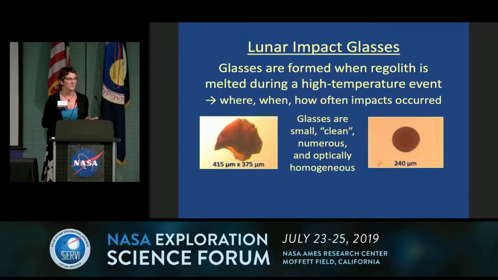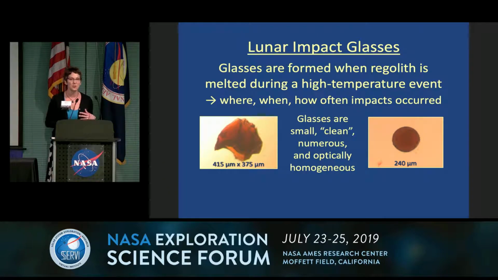Glasses are formed both via volcanism, so these are the volcanic glasses, and then by the impacts from the melted regolith. Here are just a couple of examples. On the left and the right, you can see that they come in both fragments or shards as well as spheres. And both of these kinds of samples have pros and cons and biases attached with them.